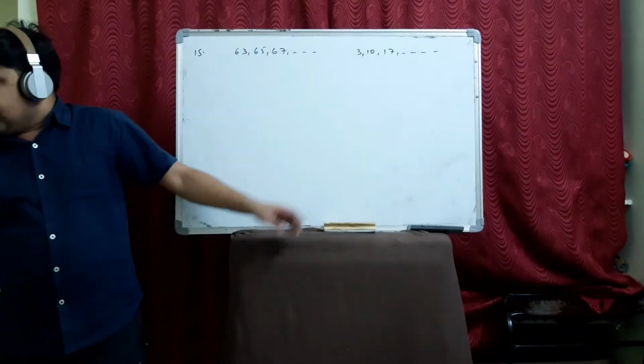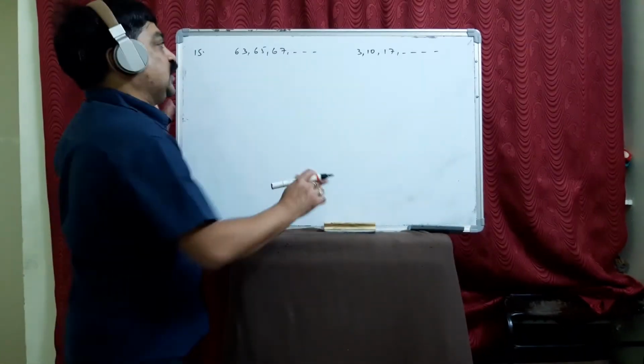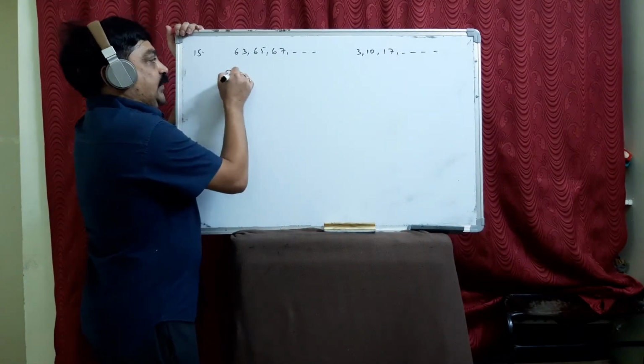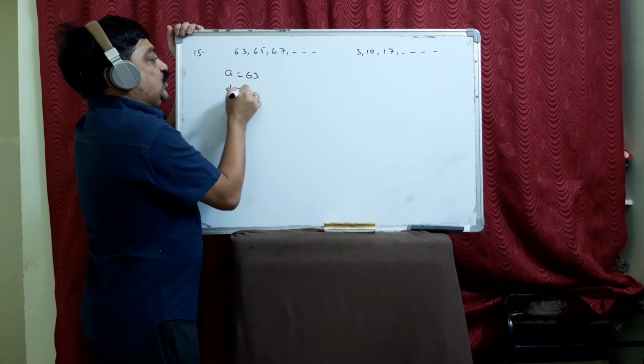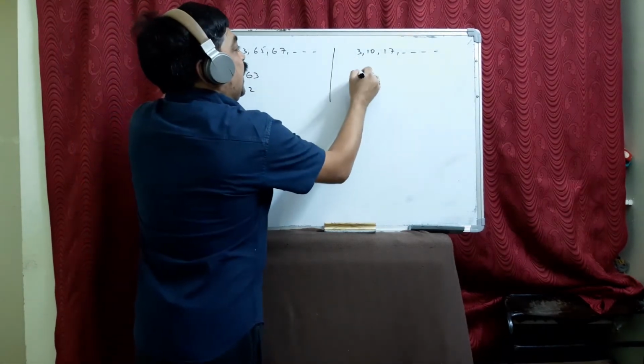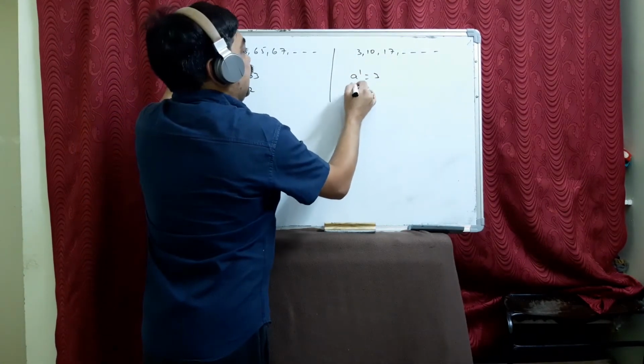Now see the 15th question. For what value of n are the nth terms of these two APs equal? First let us write a and d. a is 63 here, d is 2. a dash we take as 3, d dash is 7.